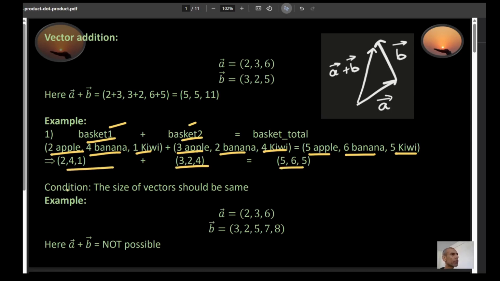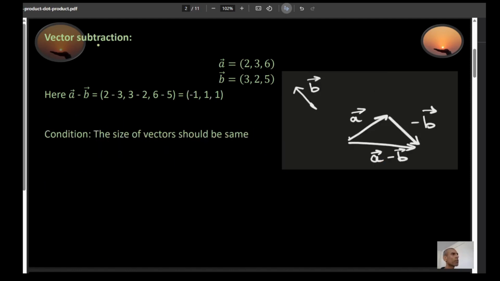One of the conditions for vector addition and subtraction to happen is that the size of the vectors should be the same. So for example, here my vector A is 2, 3, 6, and this is my vector B: 3, 2, 5, 7, 7, 8. Here I have 3 elements. In this particular instance I have 5 elements. I cannot perform A plus B. That is not possible.